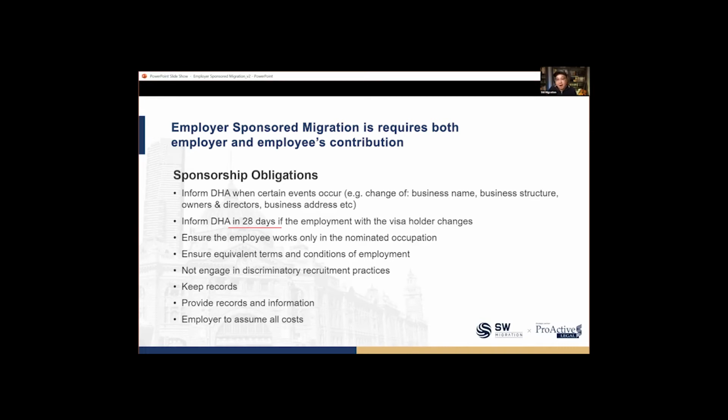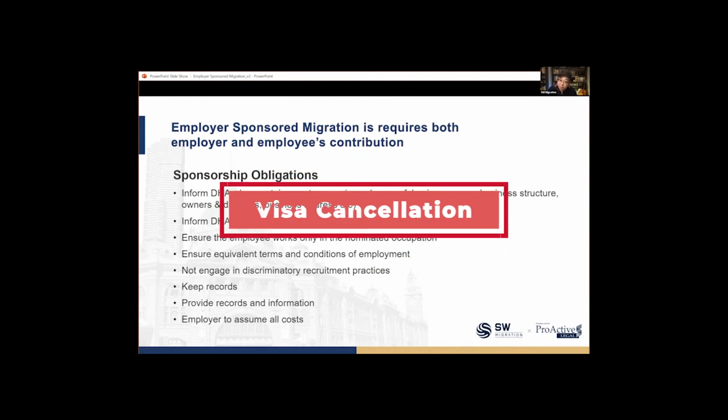You can't just fire someone who's holding a 457 visa or 482 visa and not do anything. Well, a lot of people don't do anything, trust me. But potentially that leads to cancellation. I don't think the department makes a lot of fuss about it at this stage. But look, this is something you should follow. If you don't follow, there's a potential punishment.